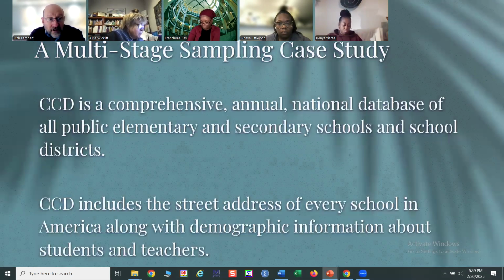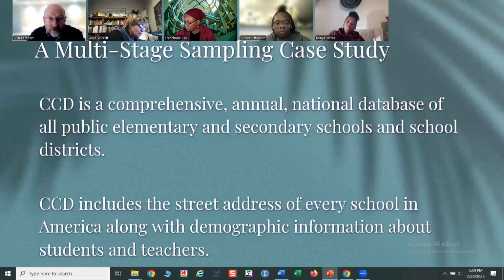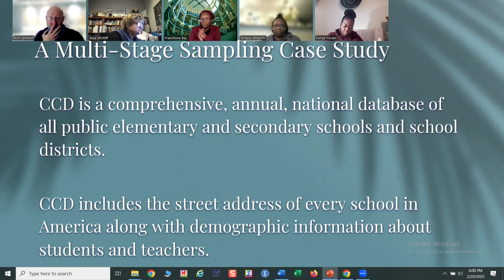Okay, so what is the CCD? Well, it's a comprehensive annual national database of all public elementary and secondary schools and school districts across the entire nation. And it includes a lot of structural information like what's the street address of every school in America? What's its website address? But it also includes a lot of demographic information about teachers and students.